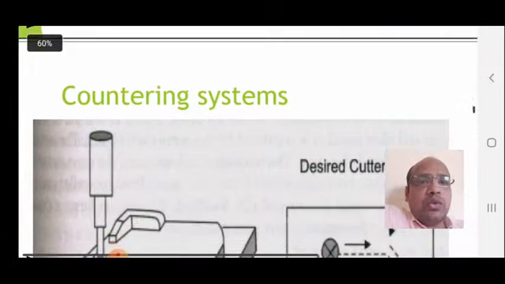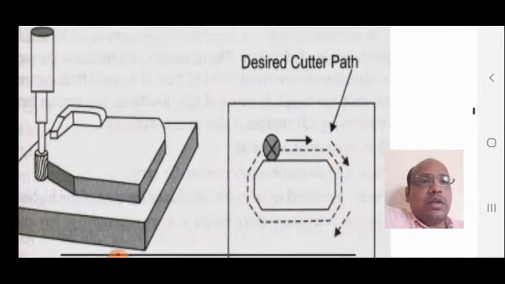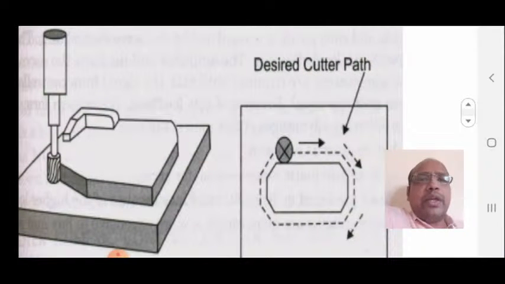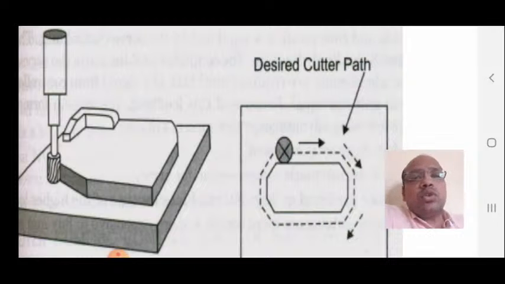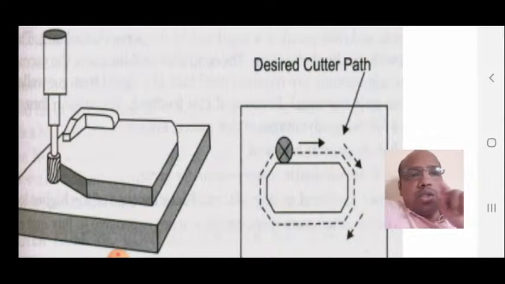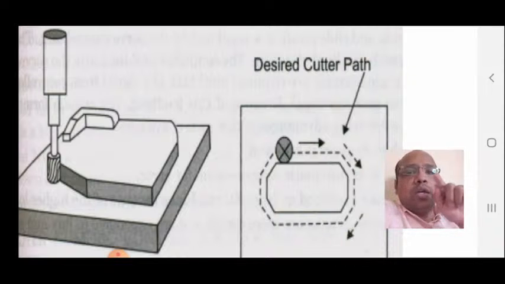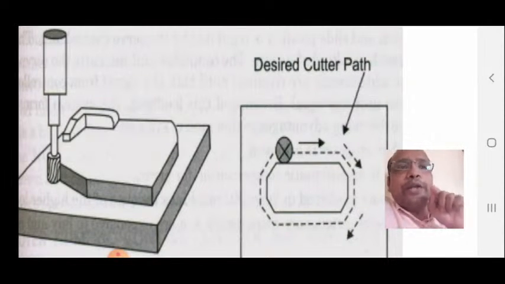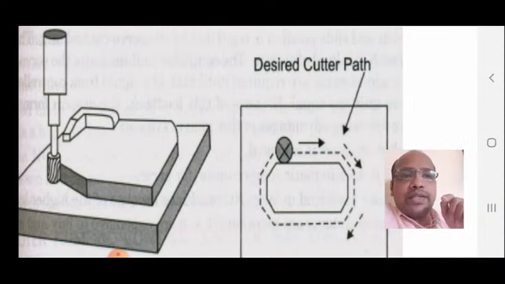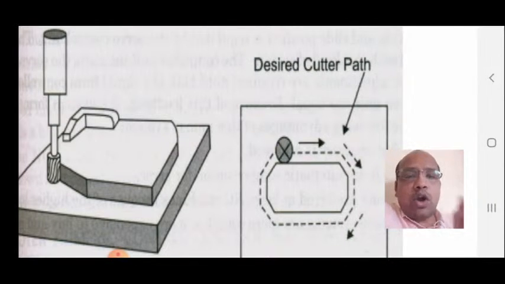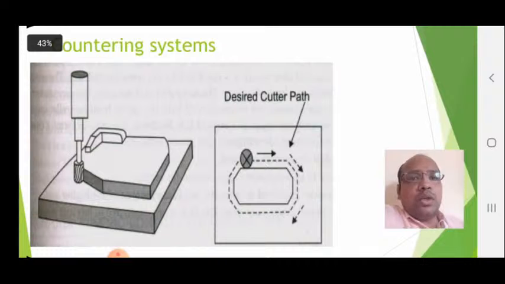Now let us see a contouring system. A contouring system is a very useful system. As per the desired path, as per the will of a manufacturer or a user, you can move the tool in any direction. Suppose I want to move the tool in a straight direction, you can move. If you want to move the tool in a circular direction, you can move. If you want to move the tool from point to point also, you can move. So the desired cutter path can be obtained by using a contouring system.